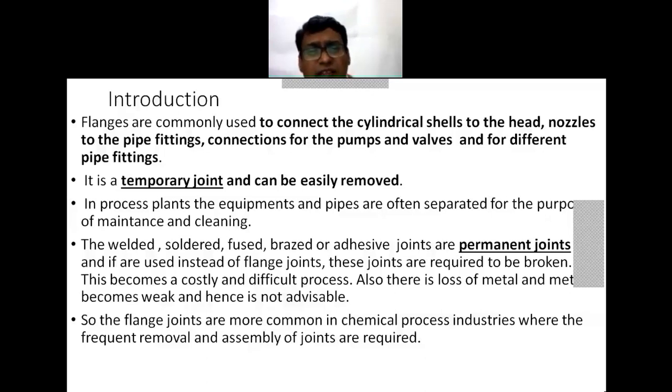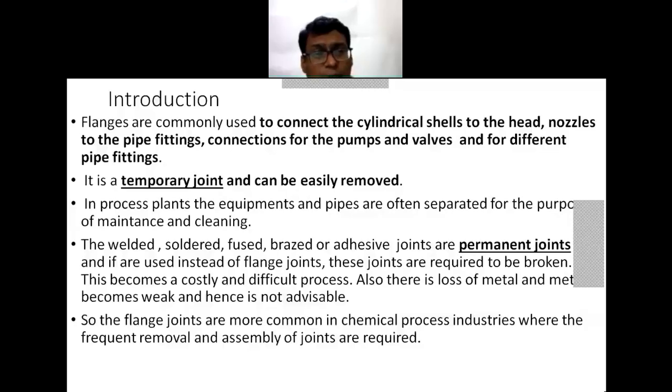But there are certain permanent joints also. Welded, soldered, fused, brazed, or adhesive joints are your permanent joints. But for the purpose of regular maintenance and cleaning, or for separating different equipment from pipes, you require a temporary joint.